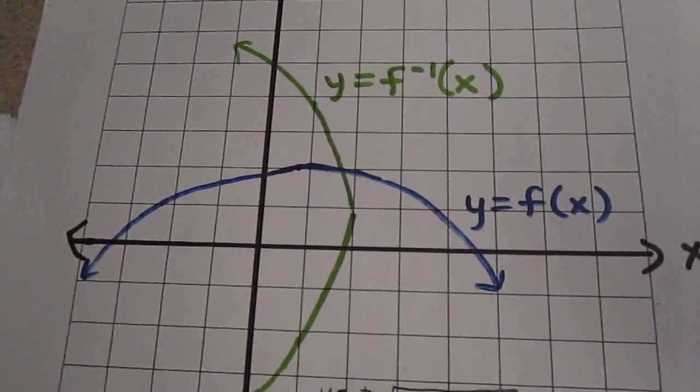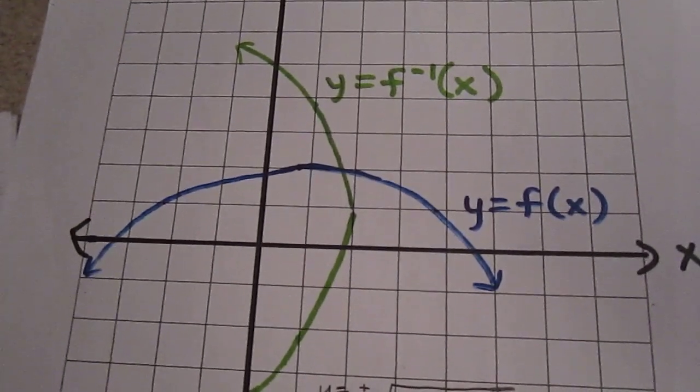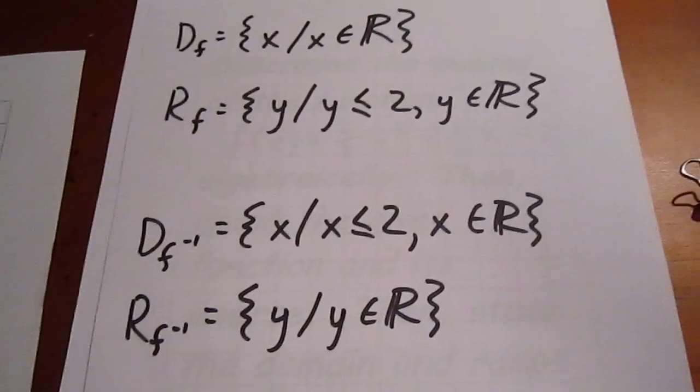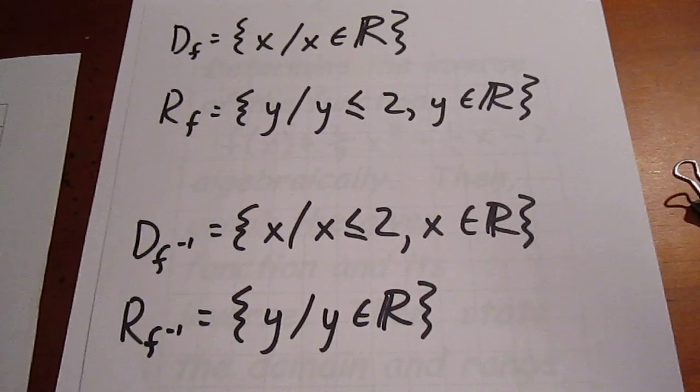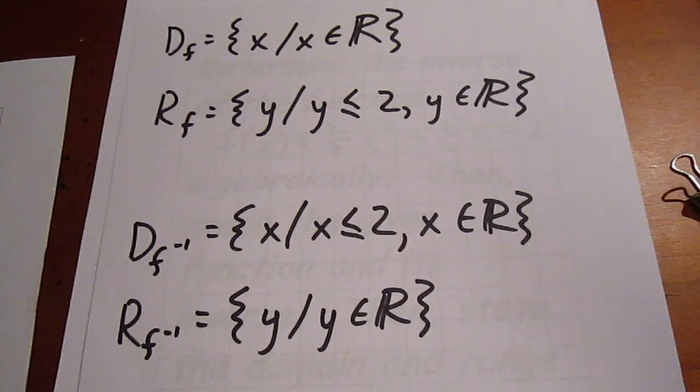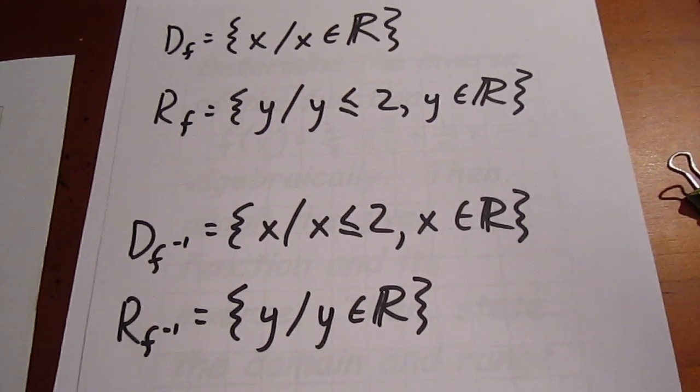Looking at the domain of the green curve, we see the domain is x less than or equal to 2, and the range is y element of the reals. And like we knew we would, we have a situation where our domain of our function corresponds precisely with the range of the inverse, and the range of the function corresponds precisely with the domain of the inverse.